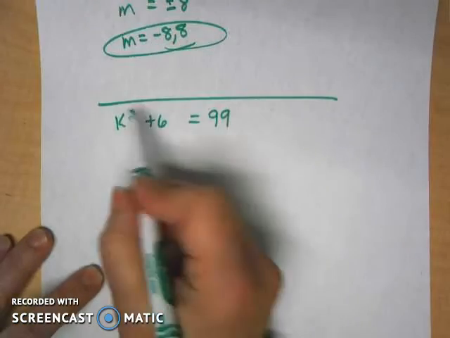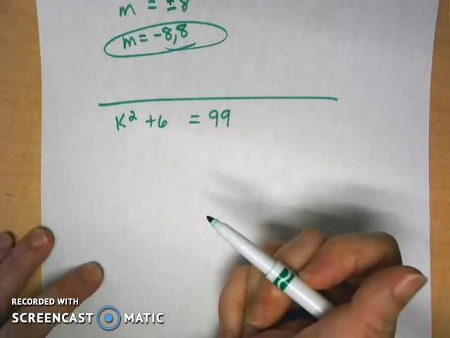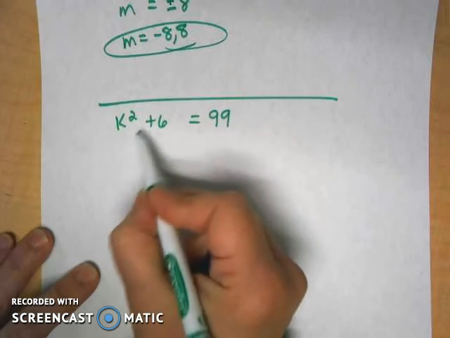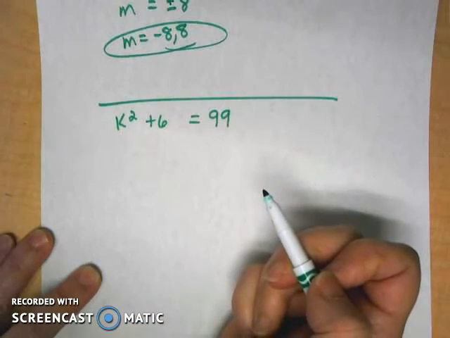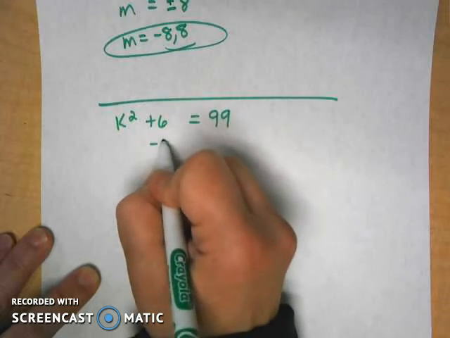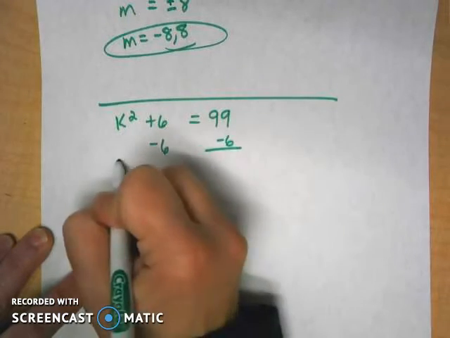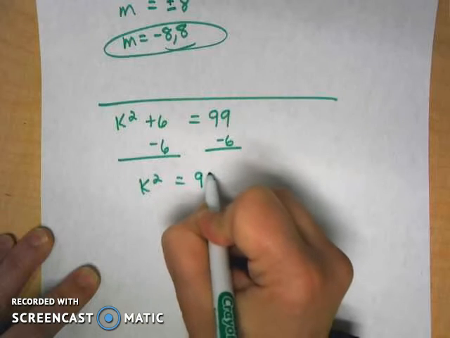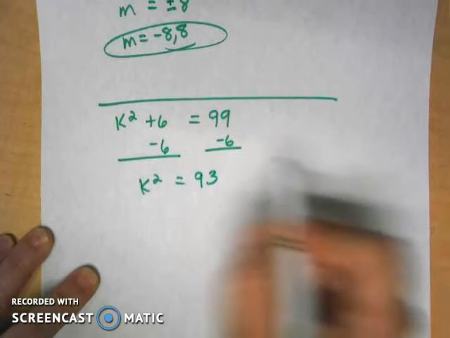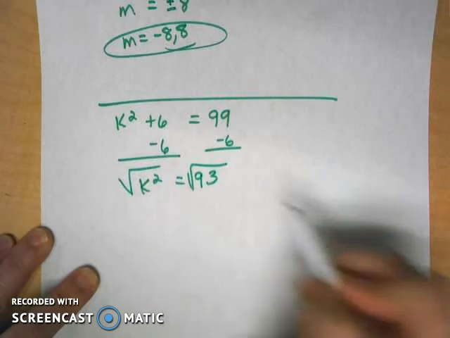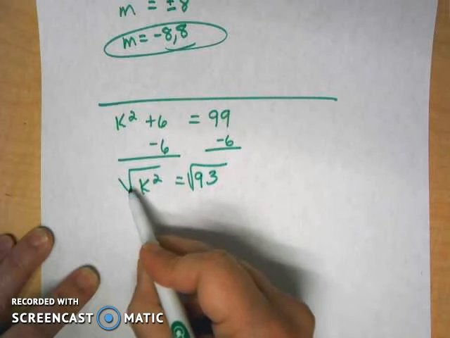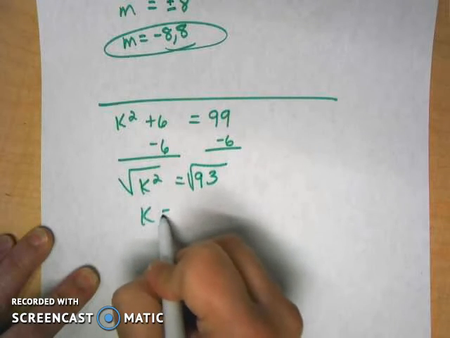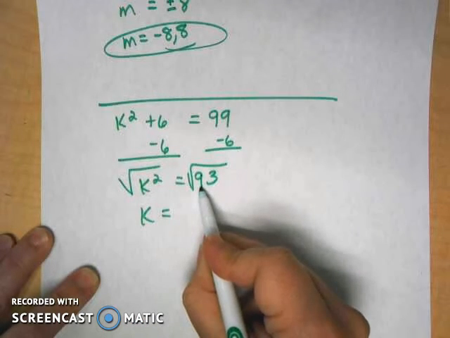So we have k squared plus 6 equals 99. In this case, we need to get the quadratic term isolated. So we're going to subtract 6 from both sides. So we have k squared is equal to 93. Now we're ready to take a square root of both sides of the equation. The square root will cancel the square, so this is just k. And then we have the square root of 93.